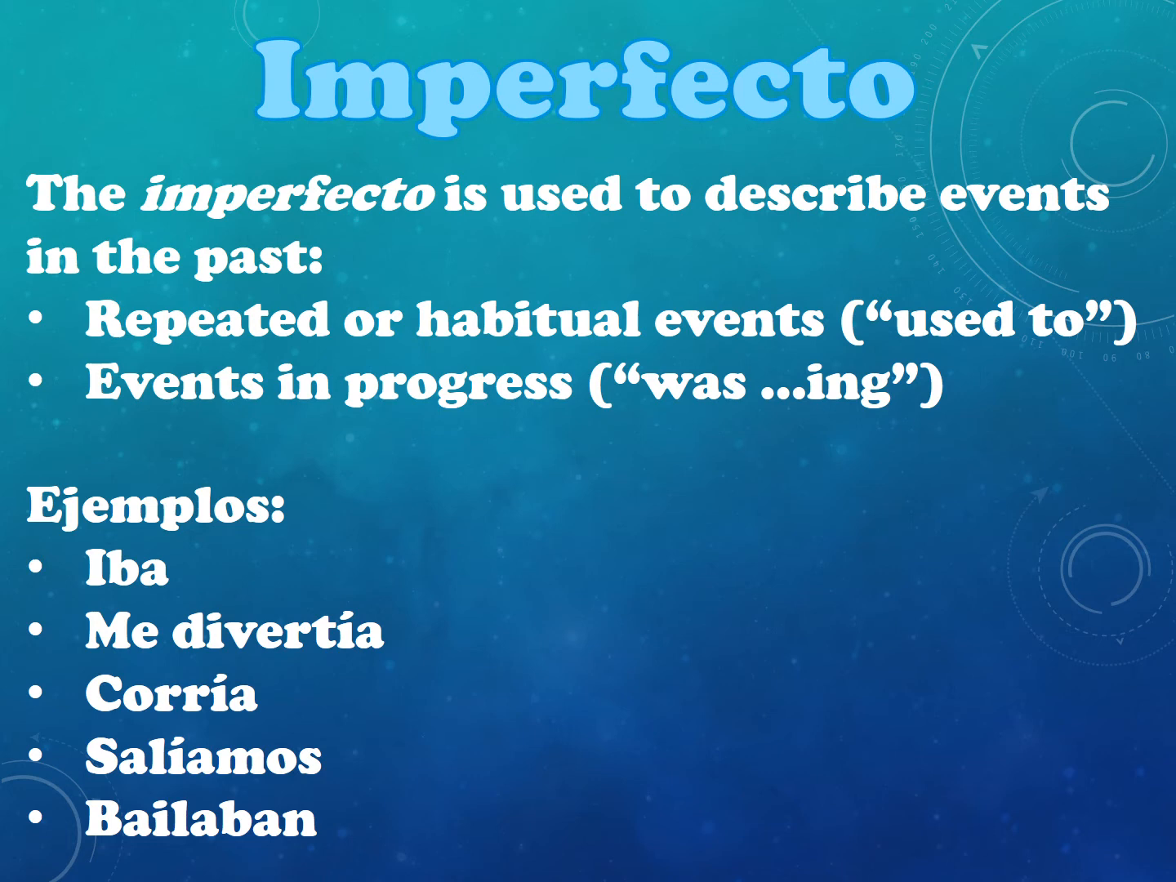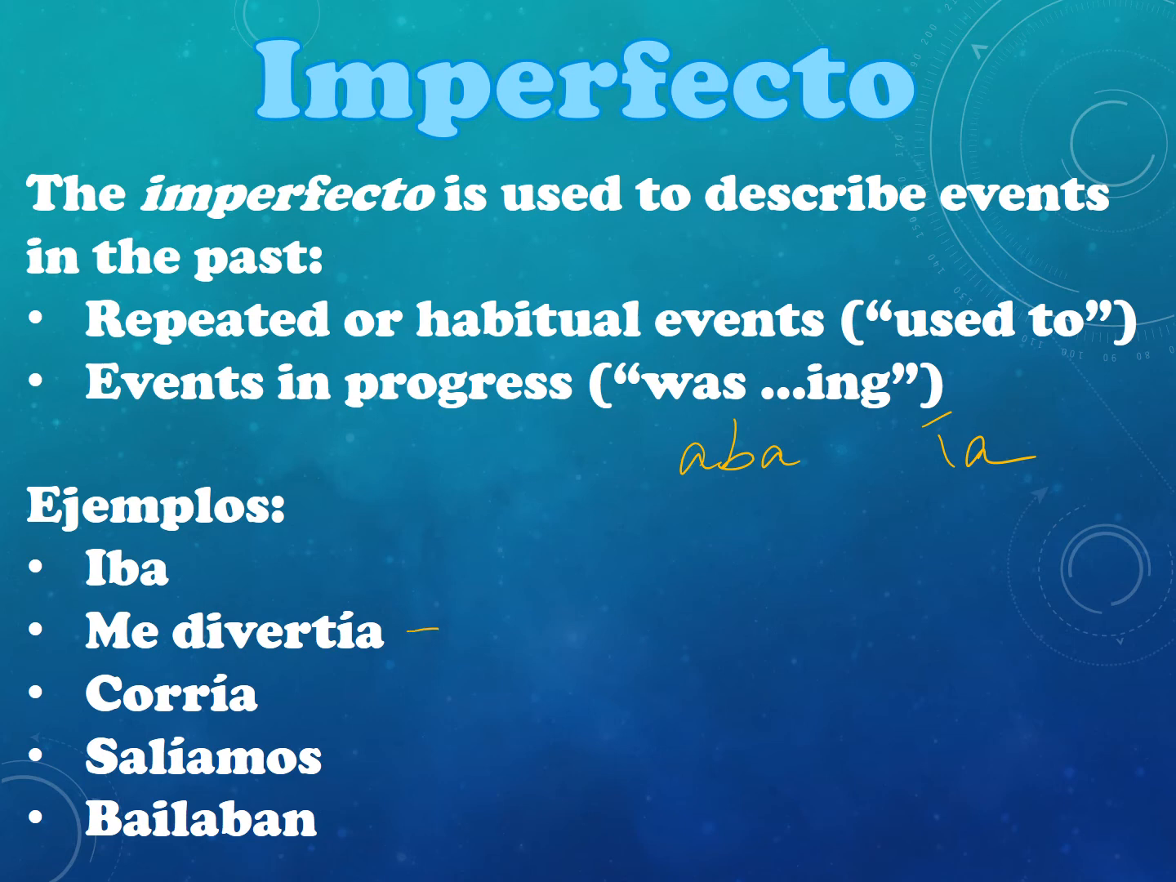This is the tense that I told you is the aba or the ia tense. So if you see aba or ia, that is going to be the imperfecto. Things being described in the past that used to happen or that were happening at the time. Iba is go. So this is went, right? Either I used to go or I was going.